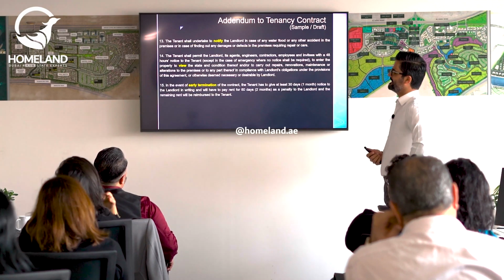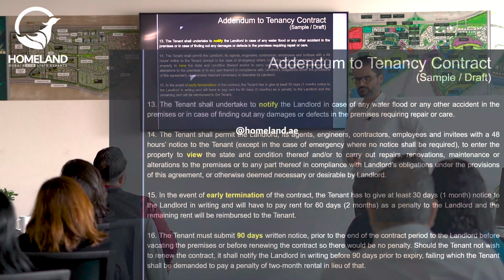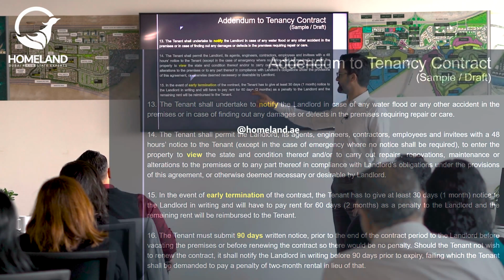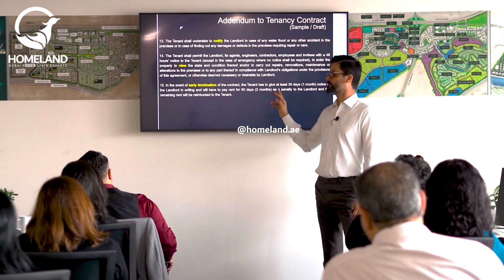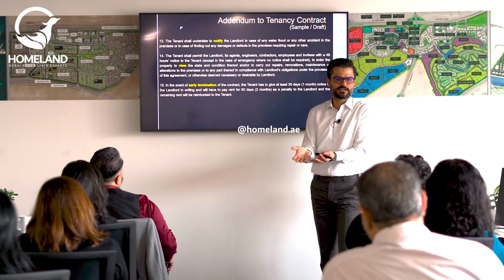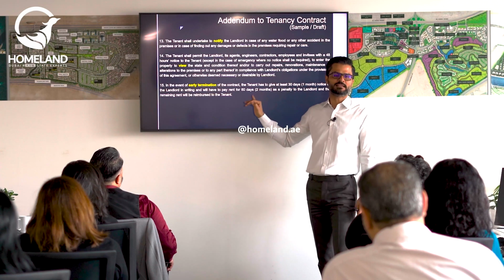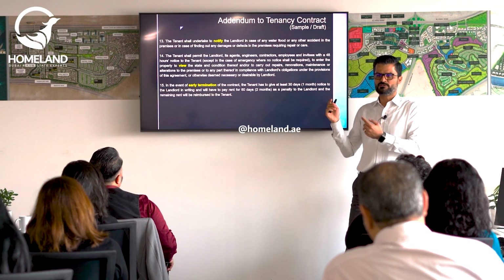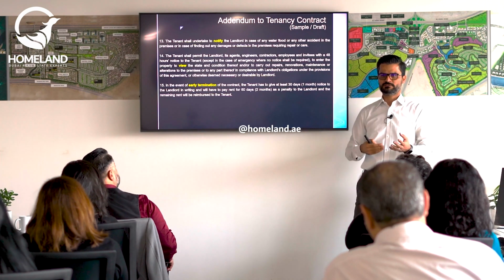Then in the event of any early termination, I have to specify in the contract how much advance notice I need and how much penalty I need. Usually people put 30 days prior notice and 2 months penalty. But you can also agree on 30 days prior notice and 30 days penalty. Or you can agree on 60 days prior notice and no penalty, whatever is agreed.